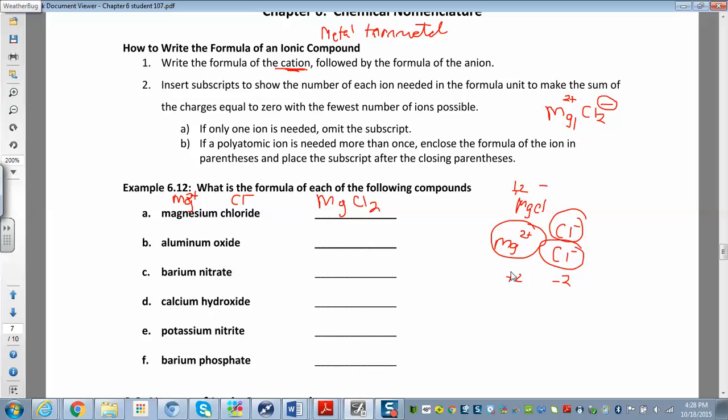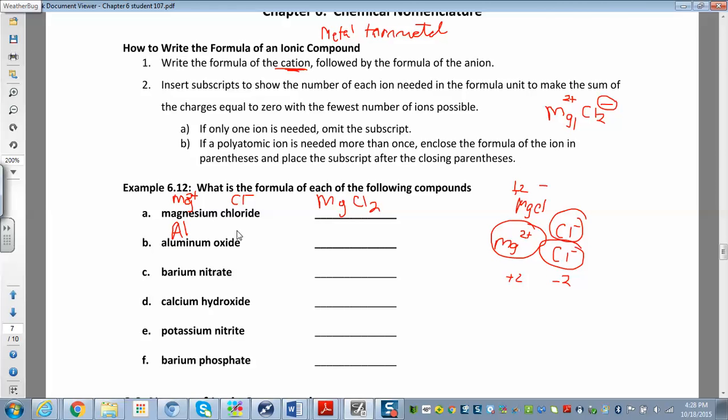My positive things cancel out my negative things. So let's try aluminum oxide. One more thing. In your final answer, you don't want to have any charges, right? Ionic compounds are neutral, so make sure if you're doing this crisscross thing, you scribble out the charges, or you just rewrite it. Aluminum. All right, so let's look up the charge on aluminum.